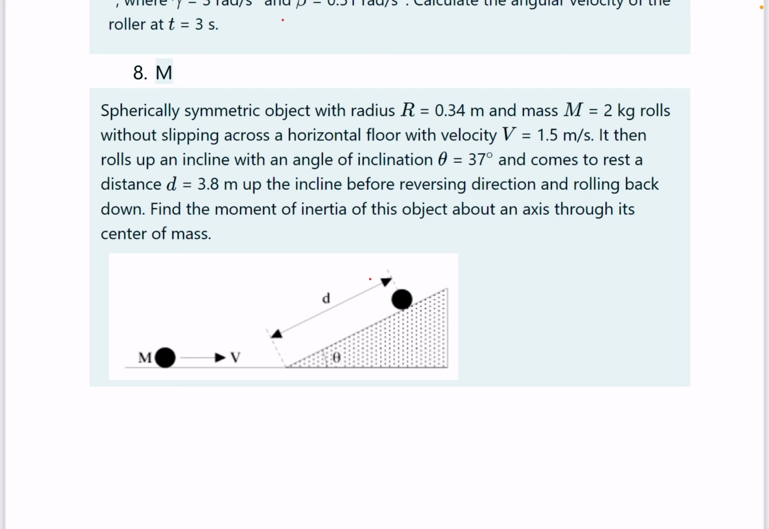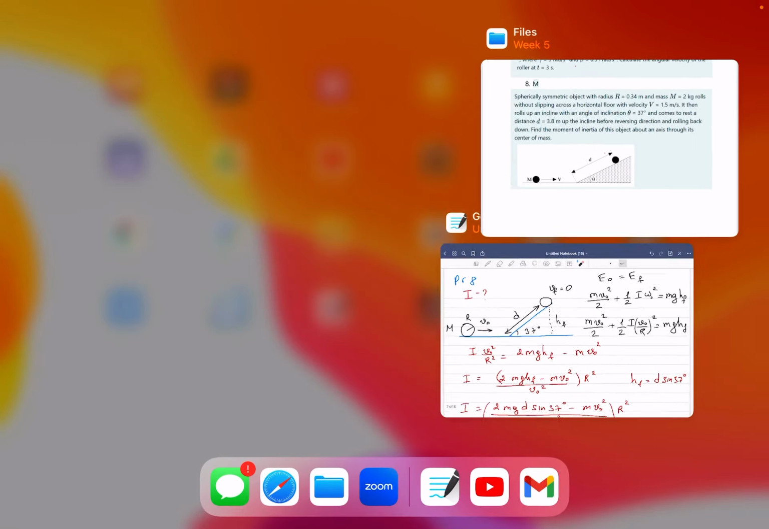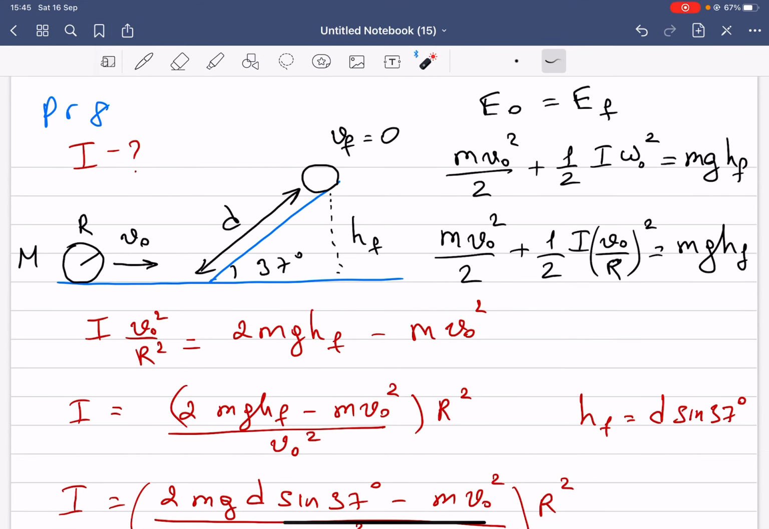Find the moment of inertia of this object about an axis through its center of mass. Okay, so basically we have the object which is rolling and at the same time moving with an initial velocity. So it goes up and then it stops. So we have to find what the moment of inertia of this object is.